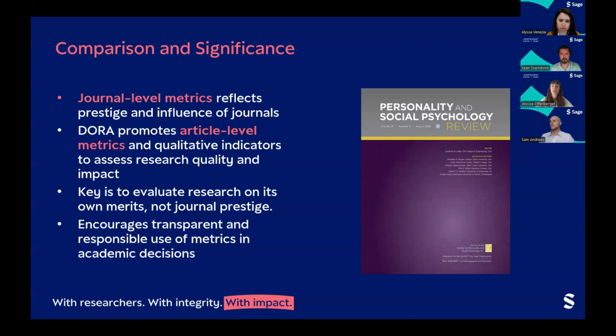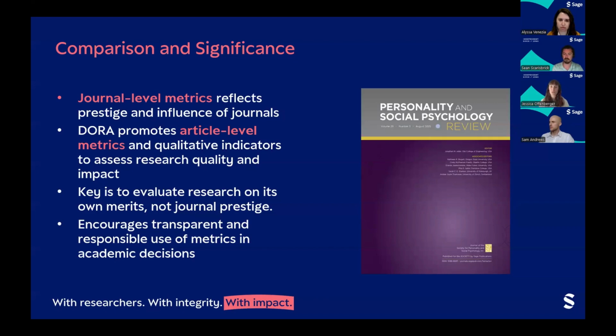DORA advocates for a more holistic and responsible approach to research assessment. It emphasizes evaluating research on its own merits rather than relying on the prestige of the journal in which it's published. It also recognizes a broader range of research outputs like data sets, software, and policy briefs, and encourages the use of article level metrics such as downloads, citations, and altmetrics to better reflect the reach and influence of individual works.